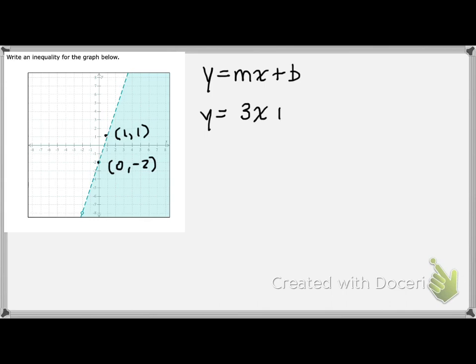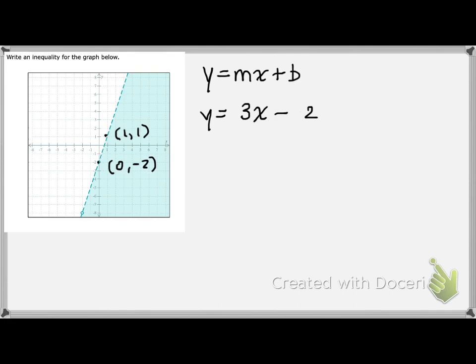x plus, well, of course, we know that b is the y-intercept. So I'm going to go plus negative 2. And of course, I'll just write that as minus 2. Get in there and put a minus. So 3x minus 2 is where that edge is at.